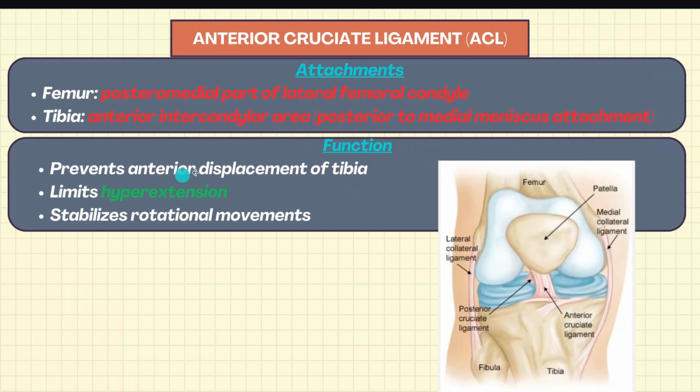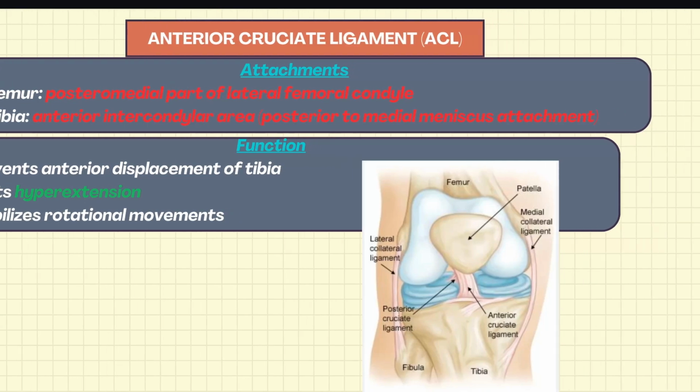And for the function, it prevents anterior displacement. Because it's in front, it prevents the knee, you could say the tibia, from protruding forward. It also limits hyperextension, and it stabilizes rotational movements. That's what cruciate ligaments do.